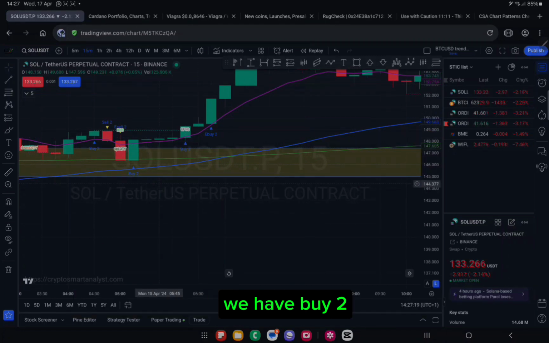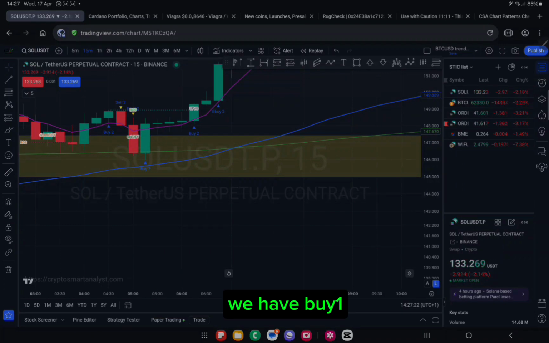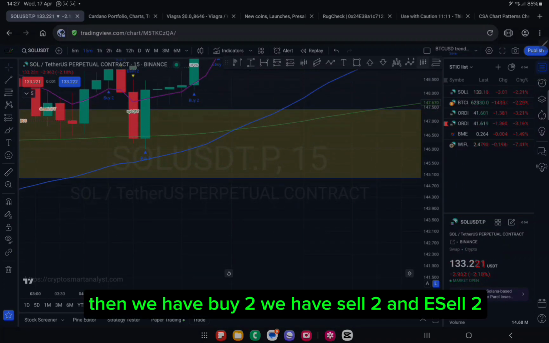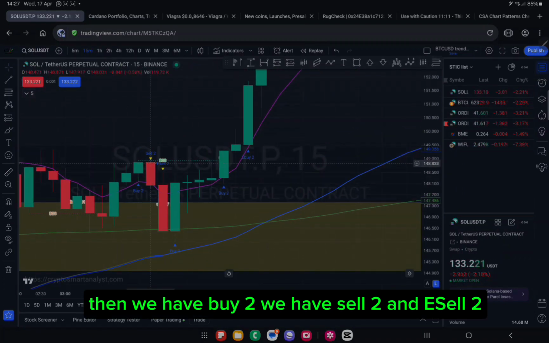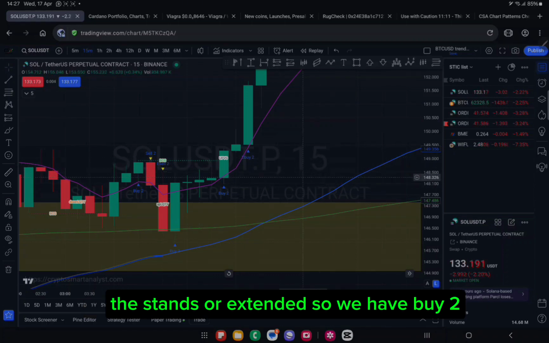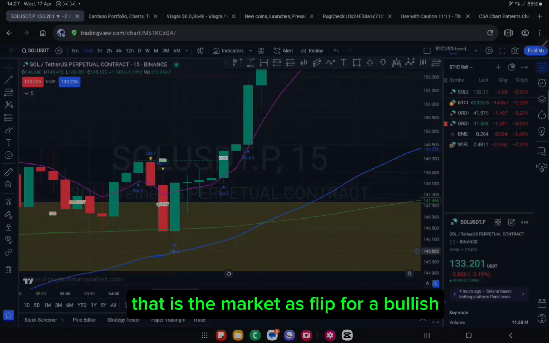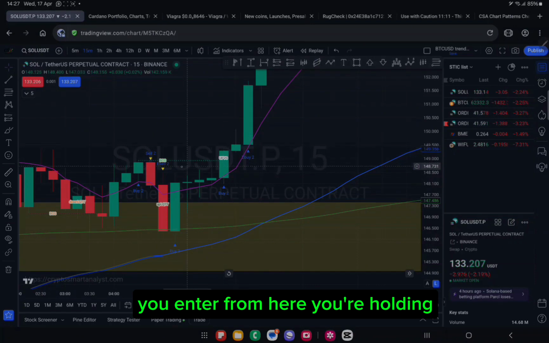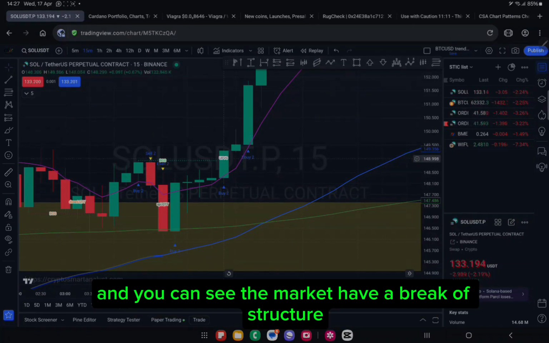We have buy two. Let me just explain it from here. We have buy one, then we have buy two, we have sell two, and E sell two. The E means extended. So we have buy two, that is, the market has flipped for a bullish change. Enter from here, you're holding. And you can see the market have a break of structure.